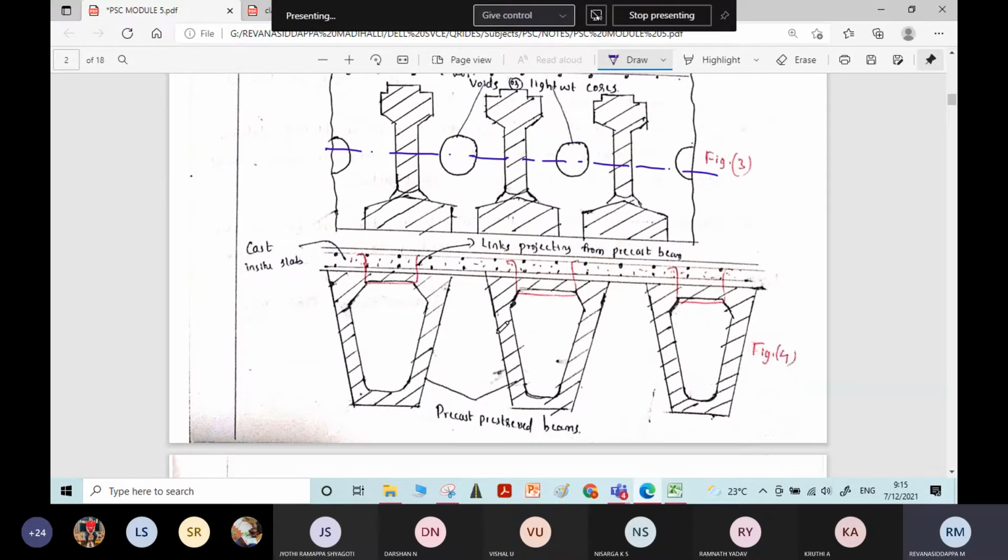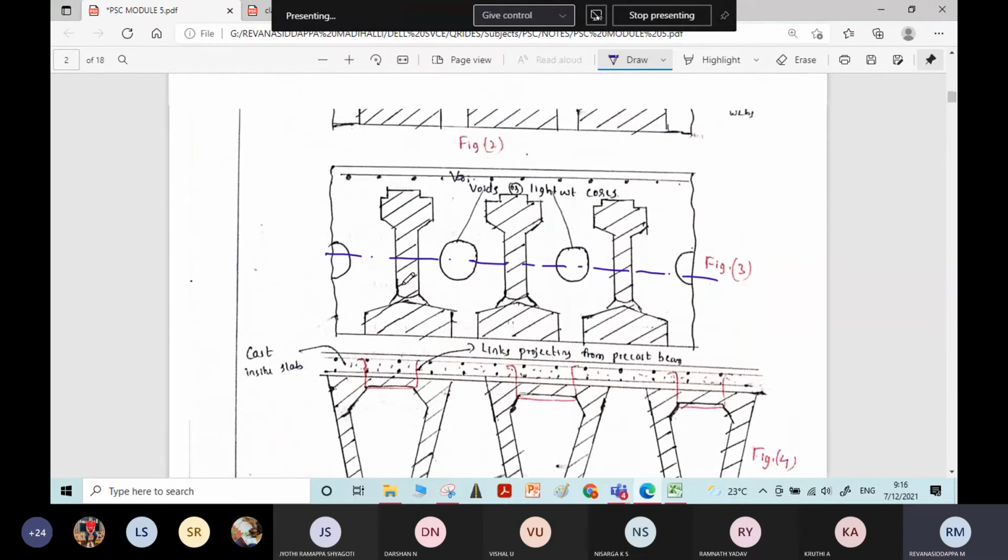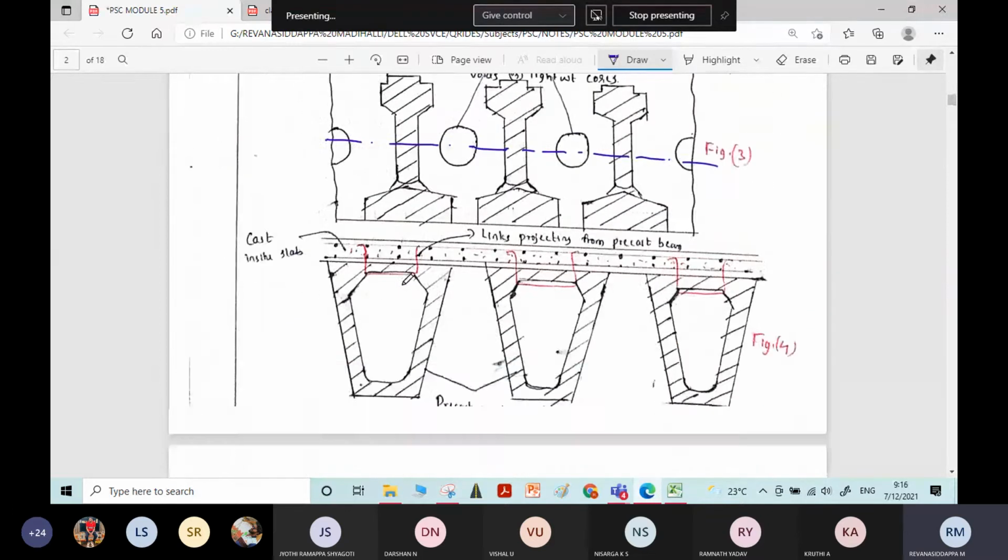And the last one is composite construction with box girders. You can see this kind of construction in metro bridges, right? There the box girders will be provided for metro bridges. So these are a few major types of composite construction.